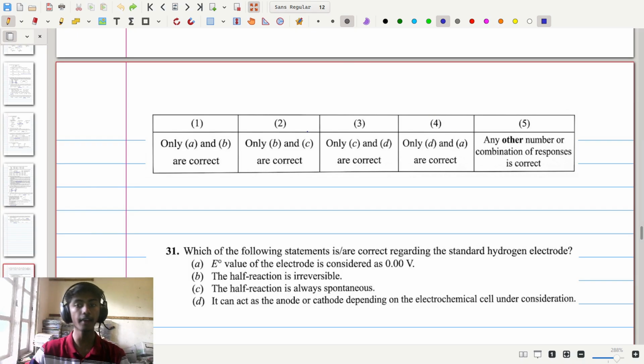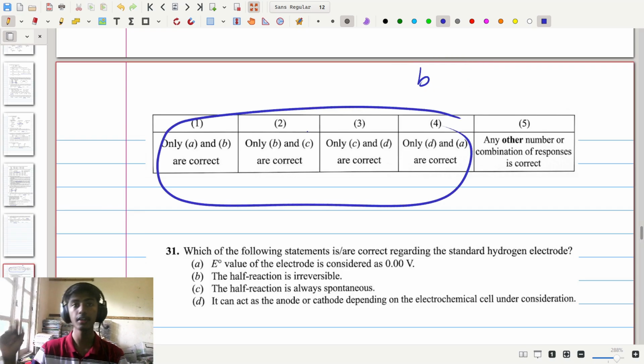And for any other combination of responses, let's say A only, or A and C, or B, C and D being correct, or any other combination like this, outside of these 4 combinations right here, you will choose answer number 5.